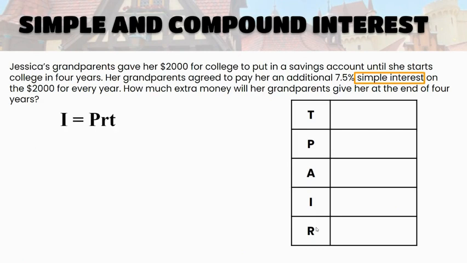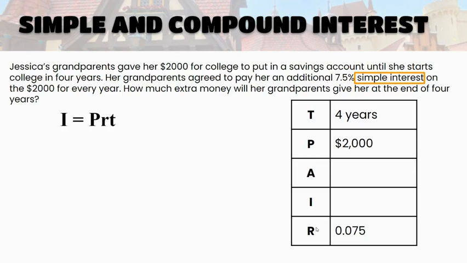And then we're going to use our T-chart to fill in all of our missing information. So it's asking for 4 years. The principal is $2,000 because that's our starting amount. And the rate is 7.5%, so I need to divide that by 100 because our rate has to be written as a decimal. So 7.5 divided by 100 is 0.075.